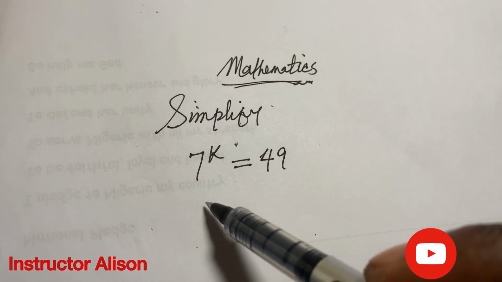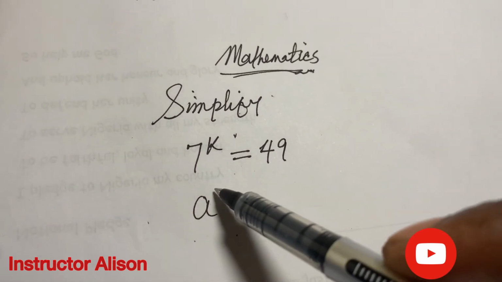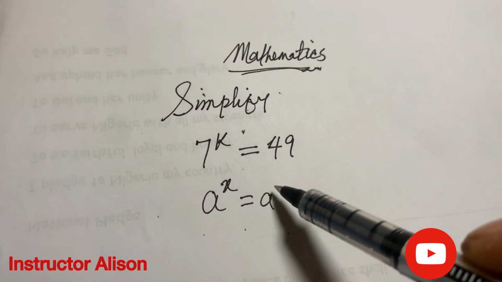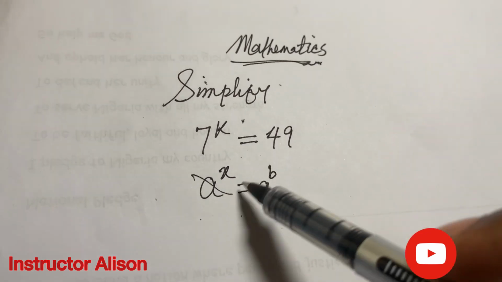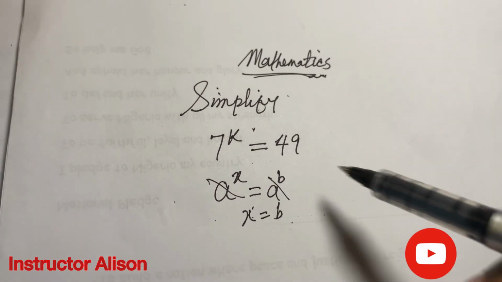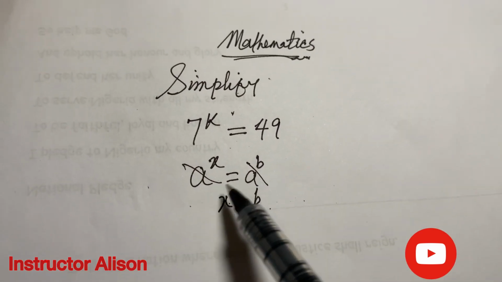One of the rules is that when you have a common base and maybe different powers like this, what we need to do is to cancel the bases, and say therefore x is equal to b. This works when you have similar bases.